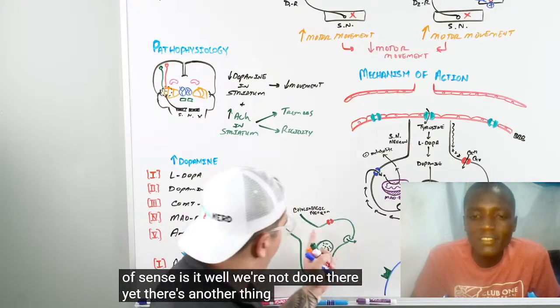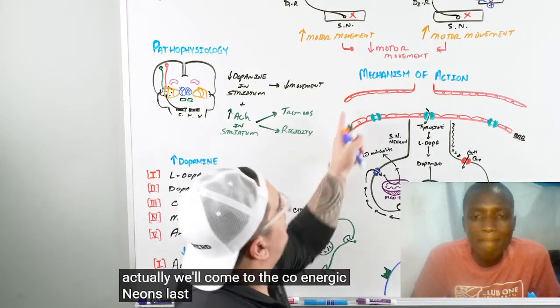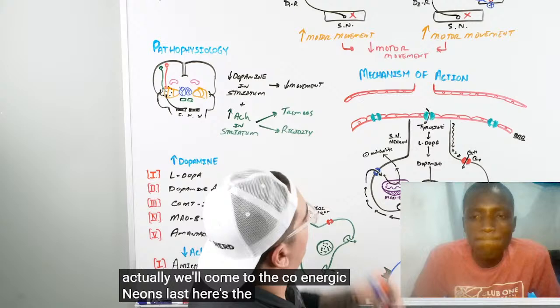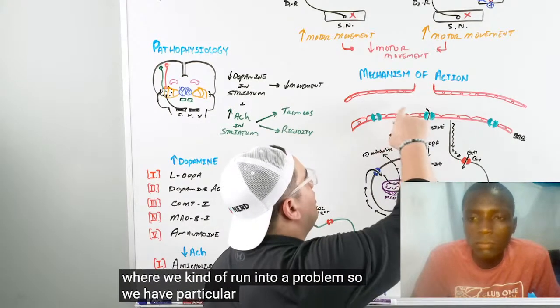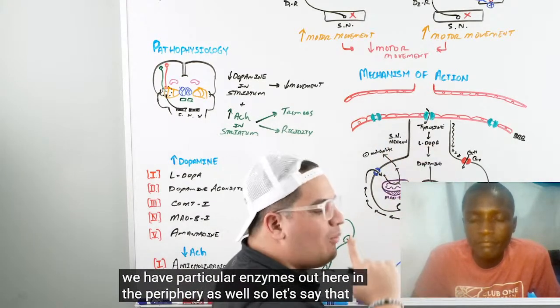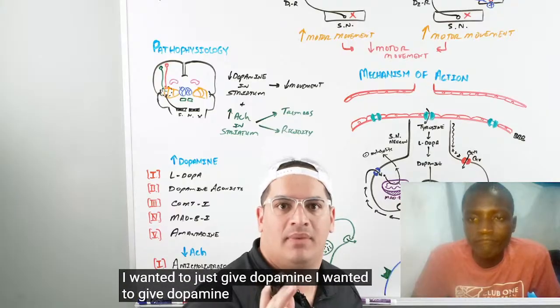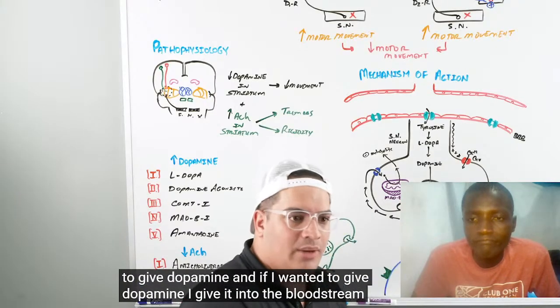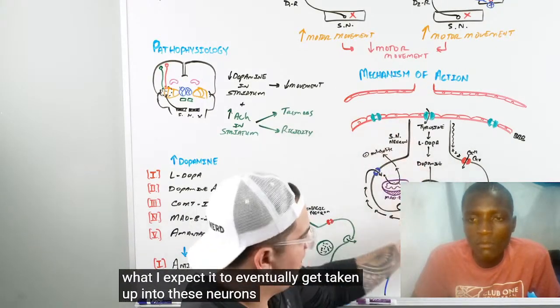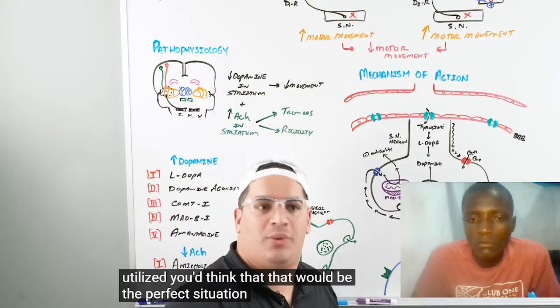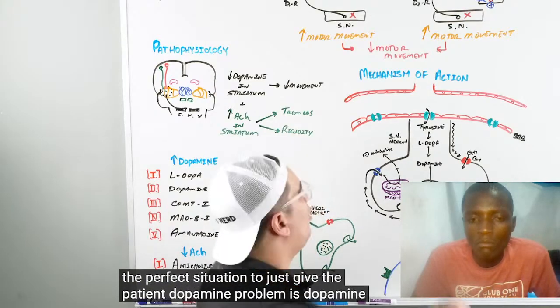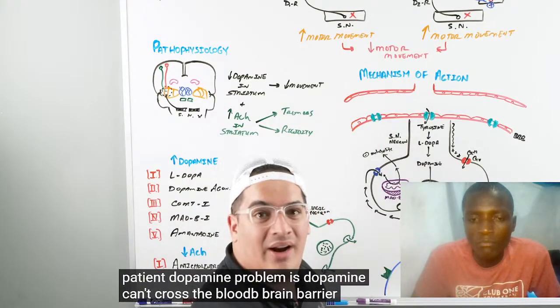There's another thing. Here we'll come to the cholinergic neurons last. Here's the other thing. Here's where we kind of run into a problem. So we have particular enzymes out here in the periphery as well. So let's say that I wanted to just give dopamine. And if I give it into the bloodstream, would I expect it to eventually get taken up into these neurons and then get utilized? You would think that that would be the perfect situation to just give the patient dopamine. Problem is, dopamine can't cross the blood-brain barrier.